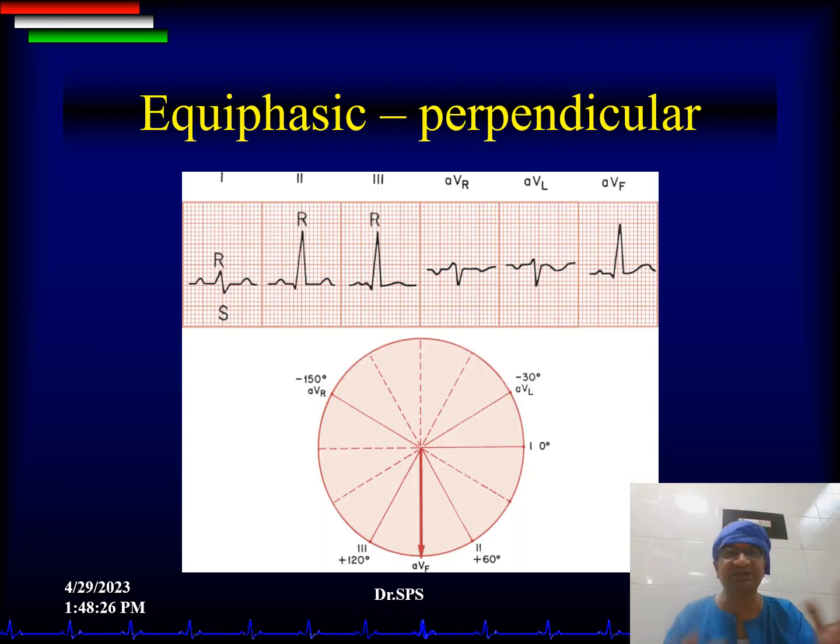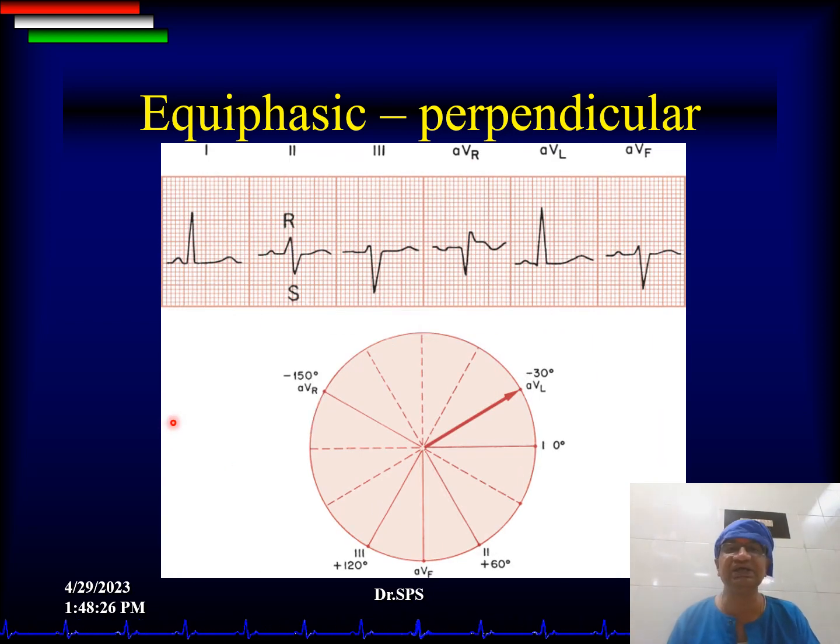So there is another method, where the waves are equiphasic. Equiphasic, meaning positive and negative are almost similar. Then which wave is this? Lead 1. Perpendicular to this, the axis is looking towards 90 degrees.